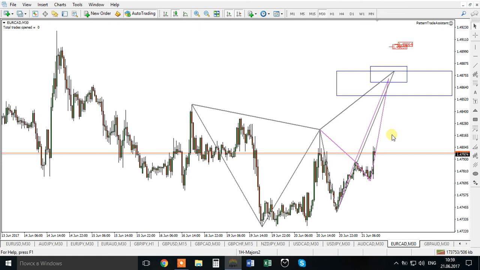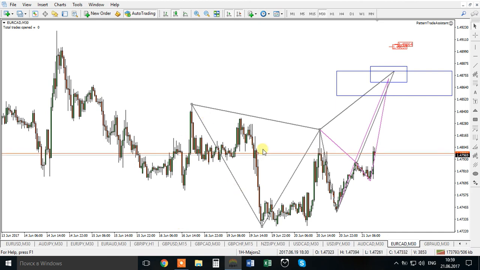So what pattern should I take? This depends on your rules. To my rules, rule of thumb, I first identify the XA leg, and this XA leg should be shorter than the previous movement. You see the previous movement, and the XA leg should be retracement as compared to previous movement. In this case, we have XA leg, and the previous movement is shorter than XA, but it should be vice versa. The XA should be shorter than the previous movement, not vice versa.